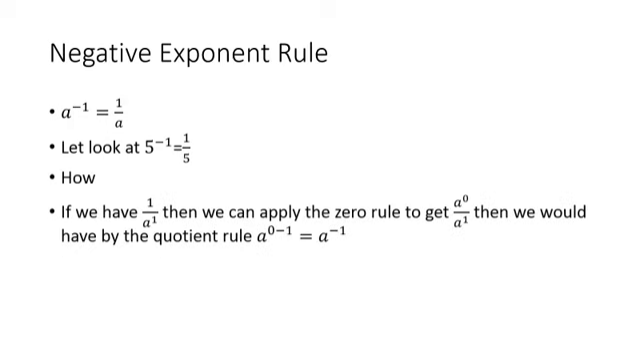Well, if we have 1 over a to the 1, then we can apply the 0 rule to get a to the 0 over a to the 1. And remember that anything to the 0 power equals 1. So 1 over a to the 1 power equals a to the 0 over a to the 1. Then we will have the quotient rule giving us a to the 0 minus 1, which equals a to the negative 1.